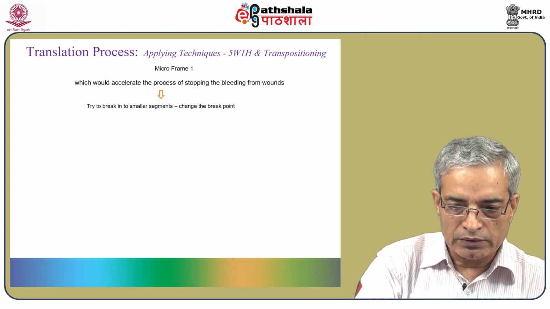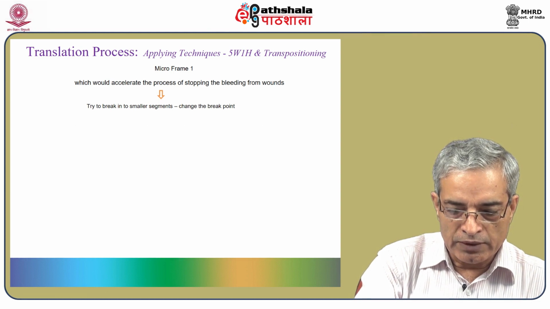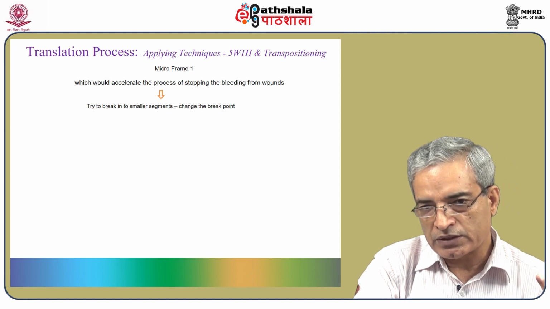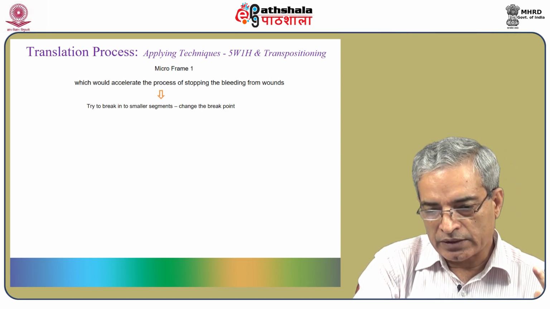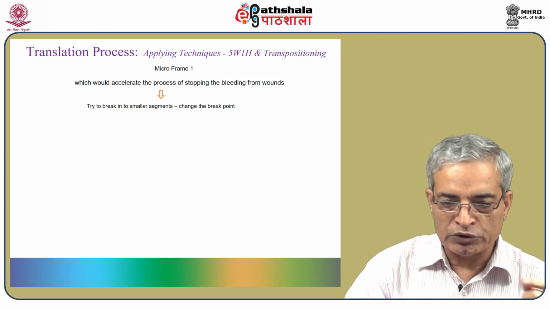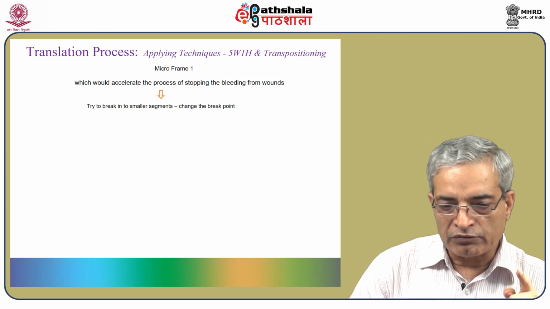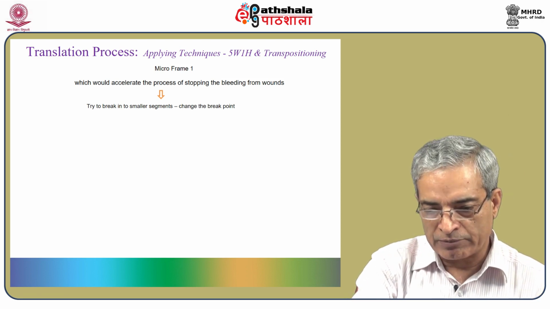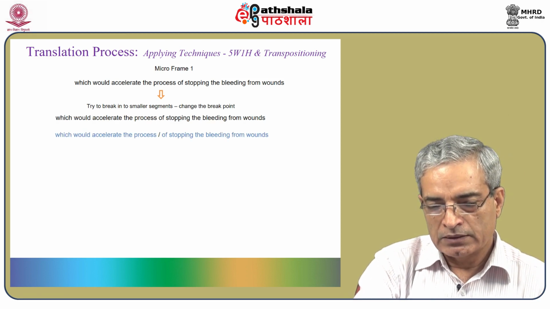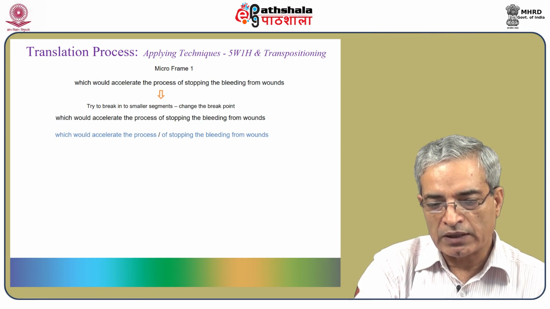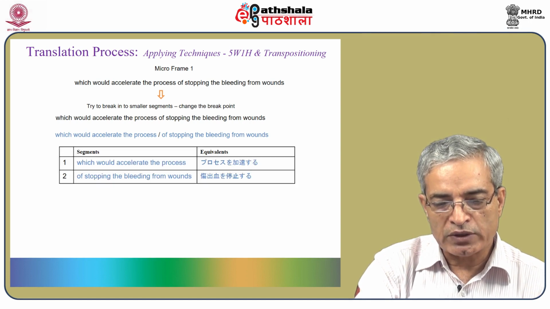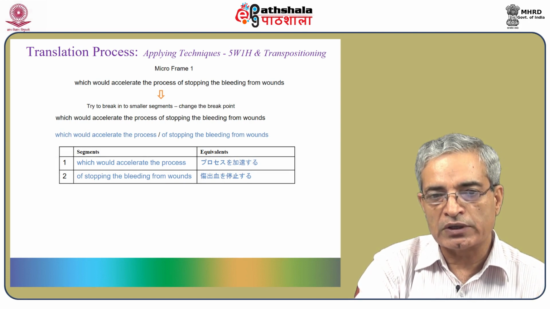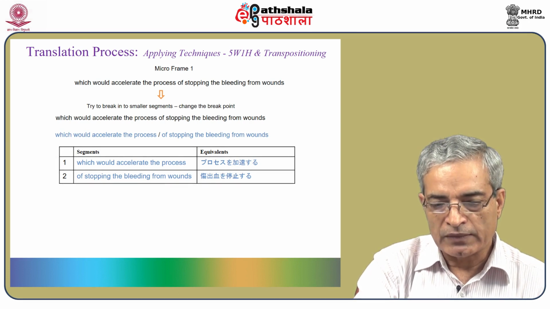Now going to the same sentence, let's see whether we did the segmentation properly or not, and try to do the segmentation at a different position. Instead of breaking at "which would accelerate", now we are breaking at "which would accelerate the process", and let's see what difference comes. These are the 2 segments, and the equivalents are "process o kasokusuru", and the second one, of stopping the bleeding from wounds, is "kizu shukketsu o teishisuru".